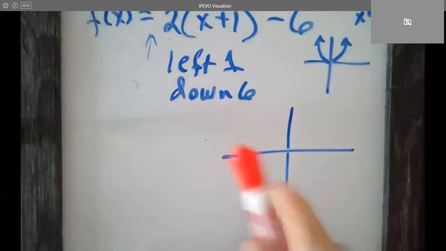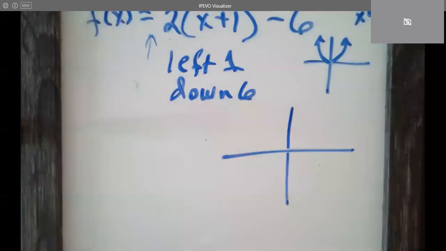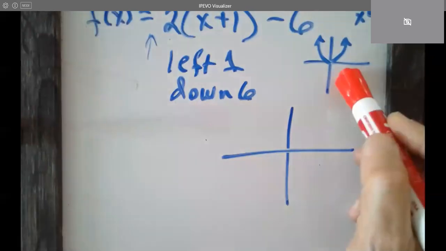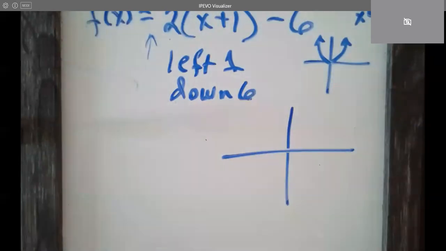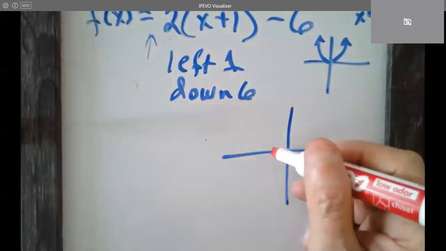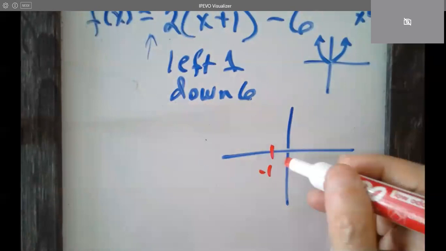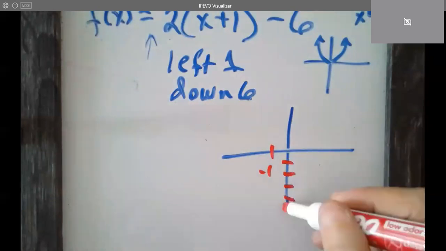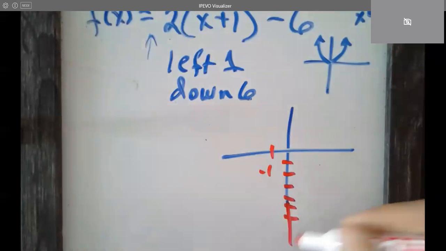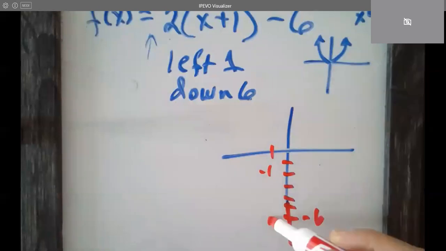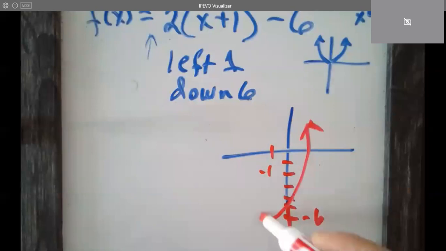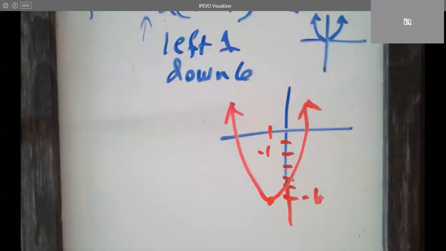It helps to write out the transformations. First, do the parent graph, the end behavior, and then write out what the transformation is, and it just makes it easier. So this will be left 1 and down 6. 1, 2, 3, 4, 5, 6. So it's going to be down here, and so we said it's going to behave like an x squared, but it's left 1, down 6, so it's going to behave like this. Okay? Questions there?